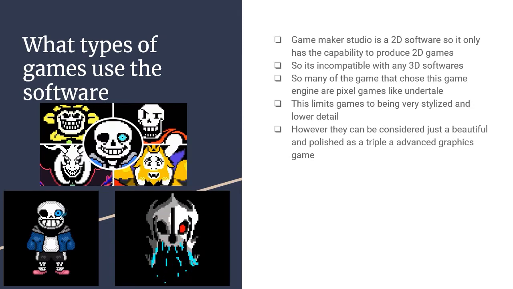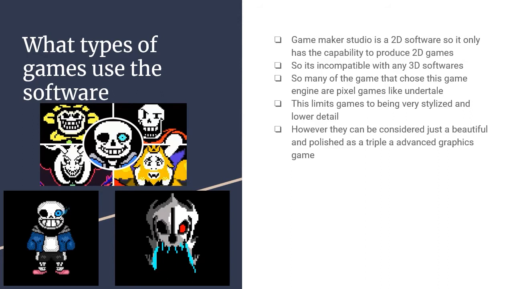So, what types of games use the software? Since GameMaker Studio 2 is a 2D software only, it only has the capability to produce 2D games. So this makes it incompatible with any 3D software like 3ds Max. You can't really make 3D assets for this. It's mainly just art as assets.